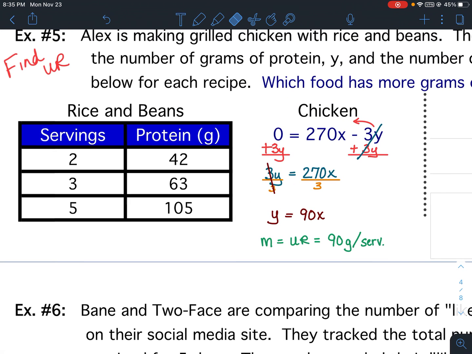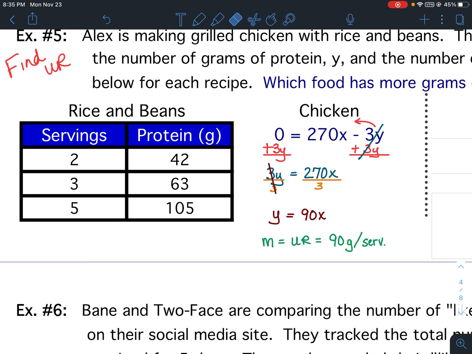Okay, now for the rice and beans. For the rice and beans, I can pick any two numbers over here. So I could pick the 2 and the 42, the 3 and the 63, or the 5 and the 105. It doesn't matter. But I like to use the numbers that are smaller and easiest to use. So I'm going to use the 2 and the 42.